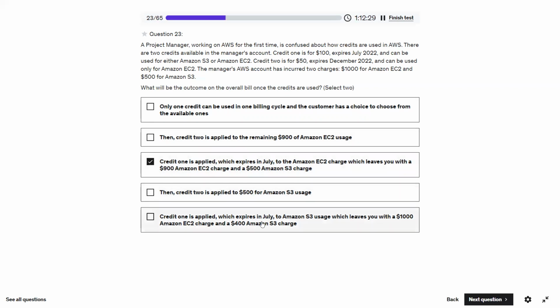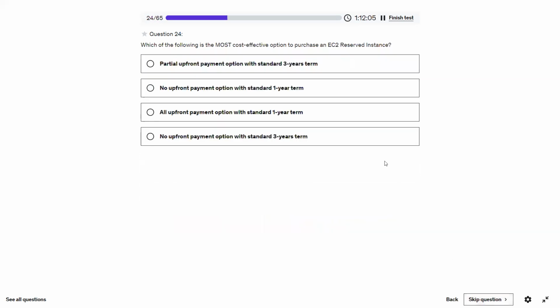Credit one is applied, which expires in July, to Amazon S3 usage. Credit one can be applied to S3, let's suppose, rather than the EC2. So $100 will be used. So for the S3, he has to pay $500 and $1,000 for the EC2. So that looks correct. So third and fifth look correct to me. But we will know at the end of the video how many are correct and how many are wrong.